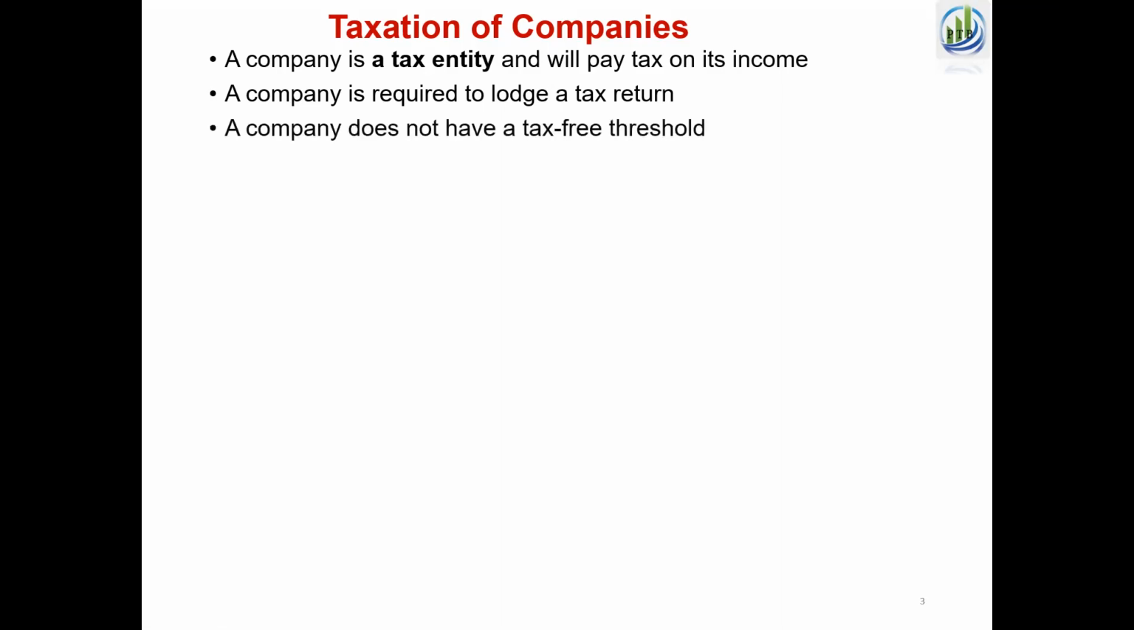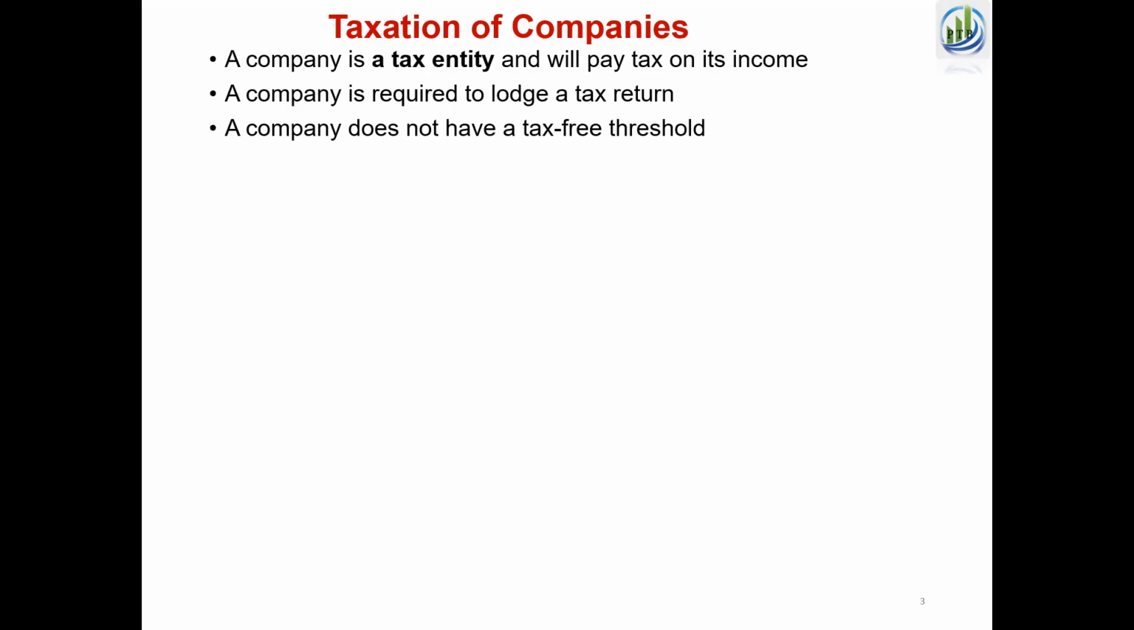Then, a company does not have a tax-free threshold. You remember we talked about that. So non-residents and residents have a difference. If it's a resident taxpayer as an individual, you will get a tax-free threshold. This means for the first 18,200 you are not going to pay tax. However, if you are a company, you are going to pay from $1 because there is no tax-free threshold for companies.